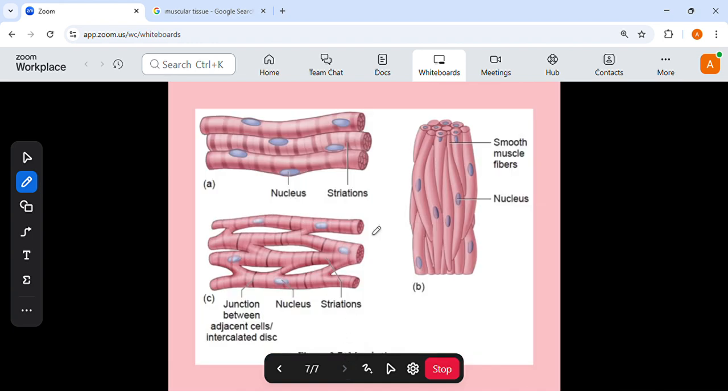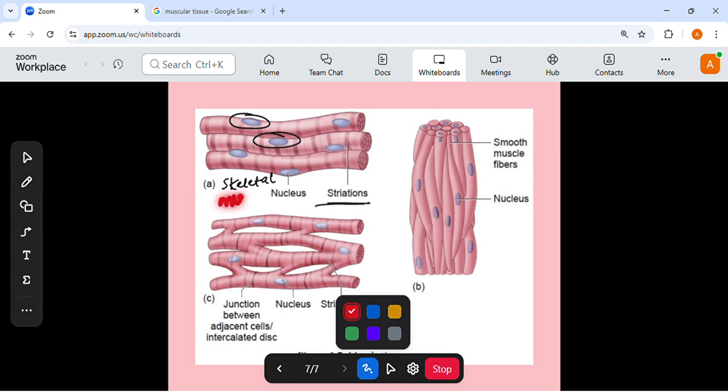So see the diagram here. The first one, it is cylindrical, and you see the nucleus is present at the peripheral side, so it is skeletal muscle. Striations are also present, as you can see, dark and light, this is skeletal muscle. Then this one, spindle shaped with one nucleus per cell, and nucleus is present at the center. So smooth muscle fiber, no striations, involuntary.